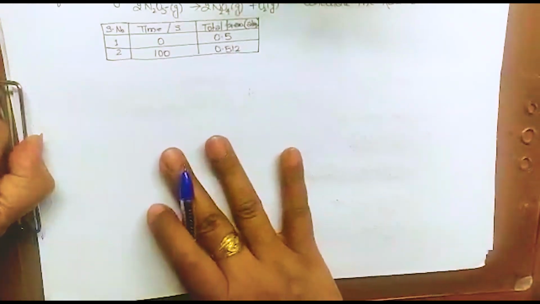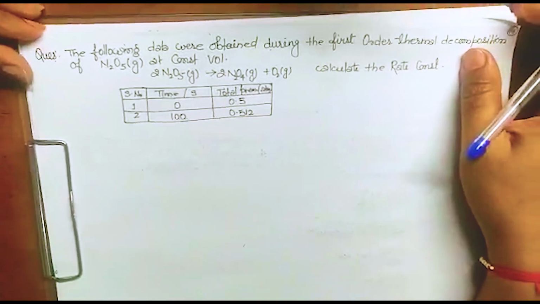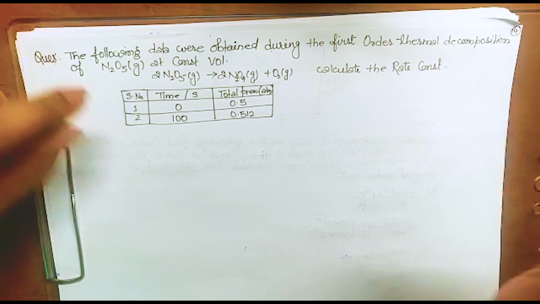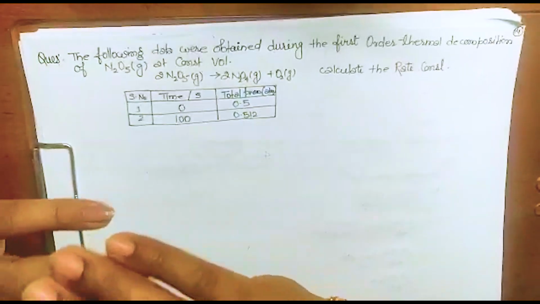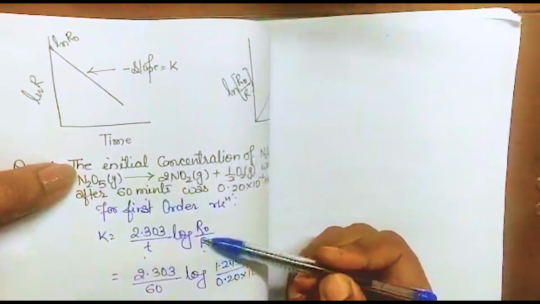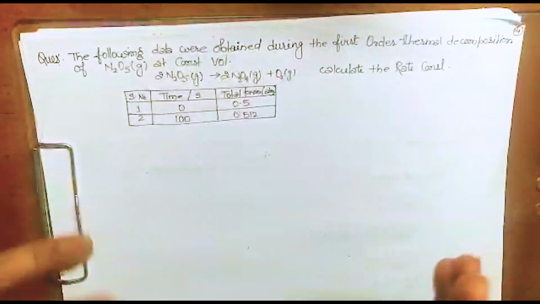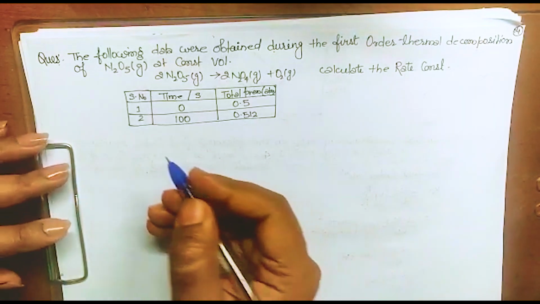The next question is here, and this is actually a very important question. Don't get confused in that. So this is a very important question. The following data, if it is in gaseous form like this, we can't apply the first-order formula directly. We cannot keep this formula. So how do we get the formula? We have to find it like this.